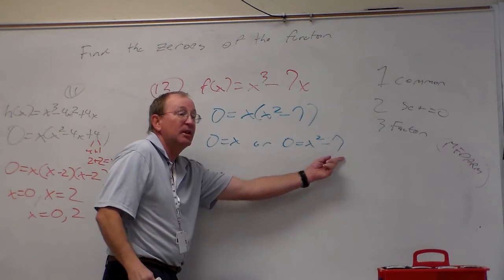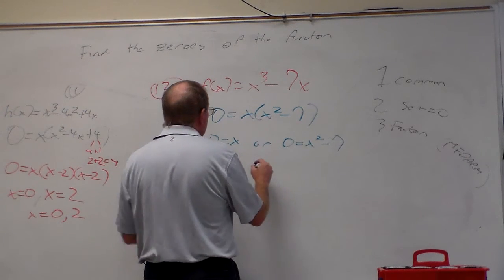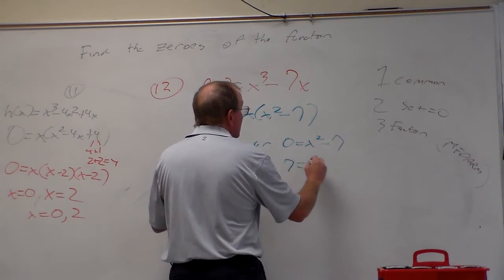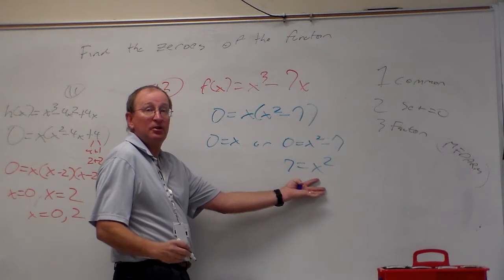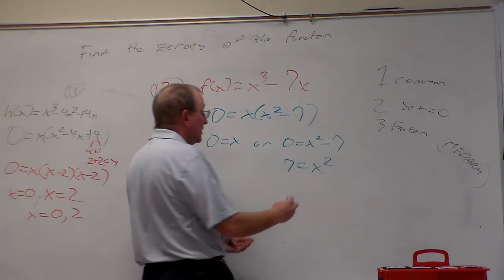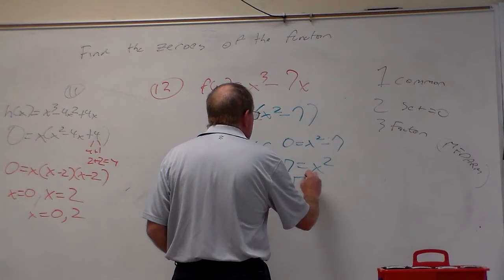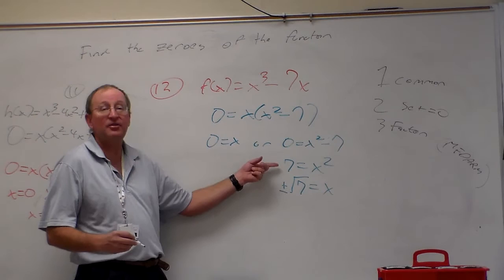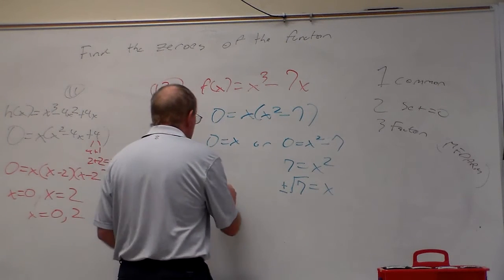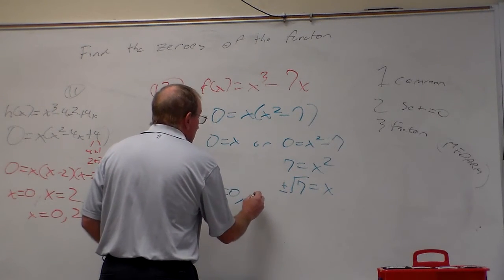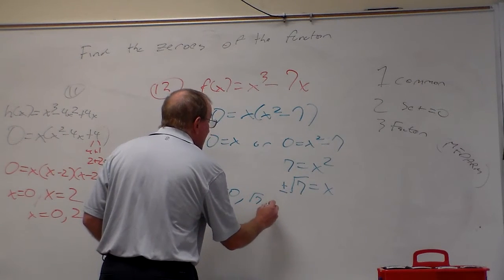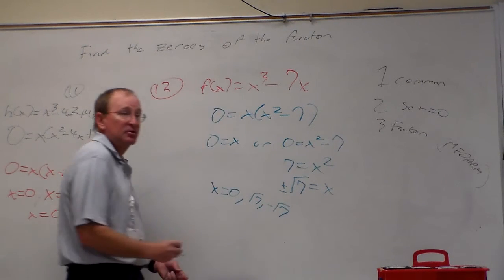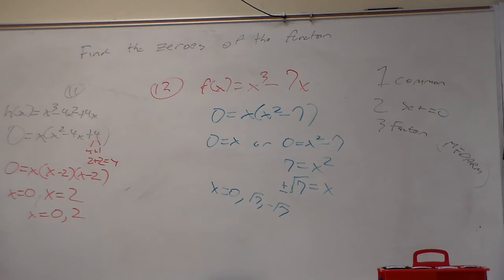Guess what I'm going to do? Add the 7 to the other side. This side's done. So 7 equals x squared. How would I find the answer? Square root it. So the answer is plus or minus the square root of 7. Because remember, negative square root of 7 times negative square root of 7 still gives me a positive 7. So my answers are x equals 0, square root of 7, and negative square root of 7. There were 3 answers there. Okay? So you could have that like the following.